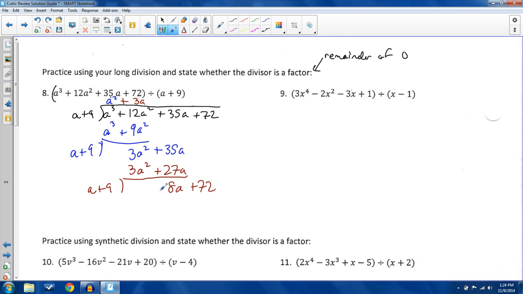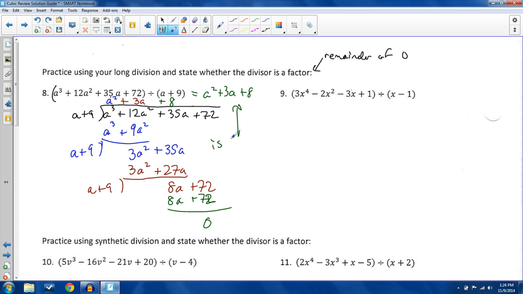Okay. How many times does a go into 8a? The answer is 8 times. So I multiply a by 8, I get 8a. 9 by 8, and I get 72. Subtract, and you get 0. So the remainder is 0, and this is your final factorization of that guy right there. So the answer is a squared plus 3a plus 8.